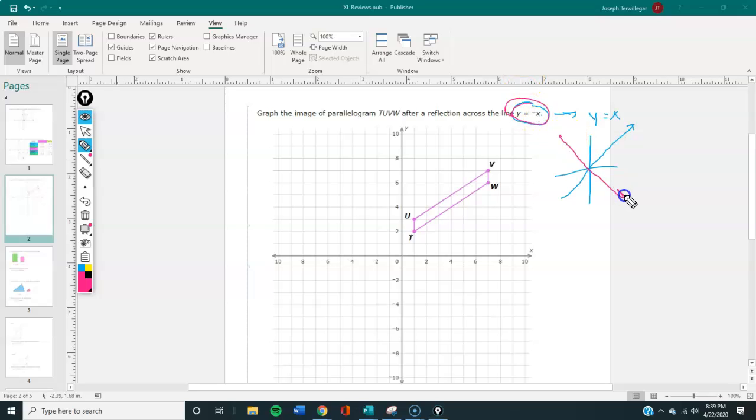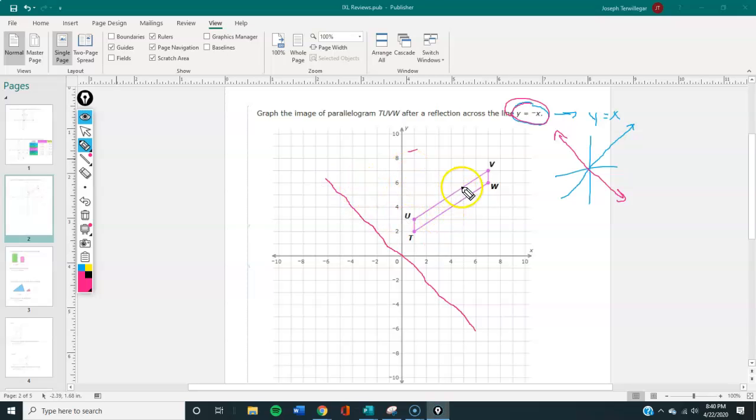Because you have the point -1, 1 and the point 1, -1. Okay, because plug in 1 for x, you get -1 for y. So that line looks something like this.